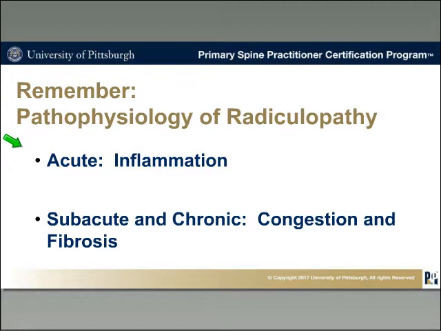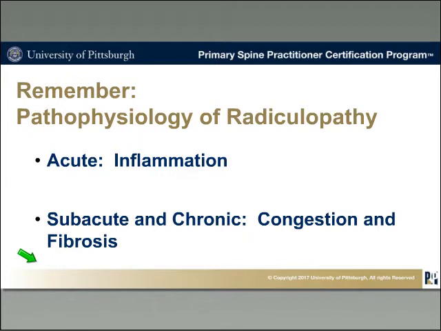So remember the pathophysiology of radiculopathy. When we talk about the pathophysiology that is discussed in the book as well as in our distance presentations and our live presentations, we talk about that in patients with acute nerve root pain, by and large, the pathophysiology focuses primarily on acute inflammation, whereas in patients with subacute or chronic radiculopathy, where they have nerve root pain that is subacute or chronic in stage, the pathophysiology focuses primarily on congestion and fibrosis.